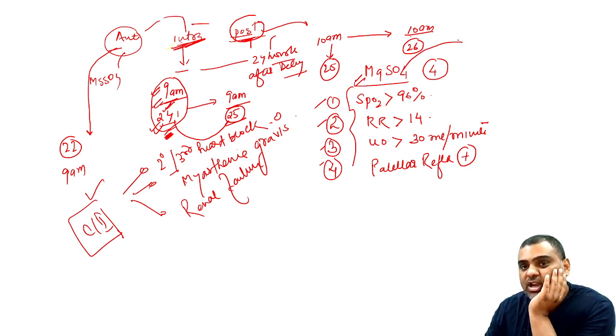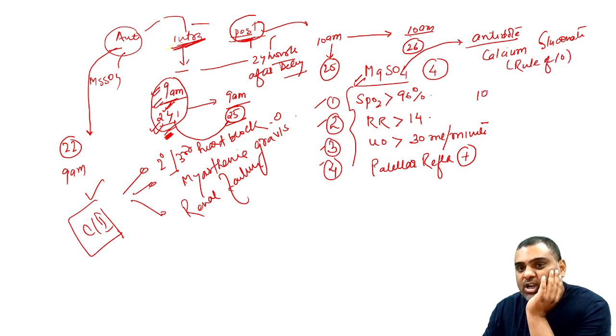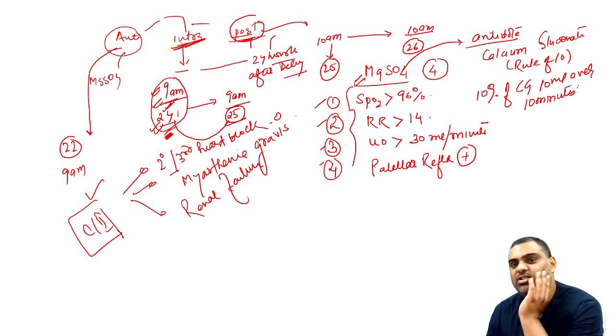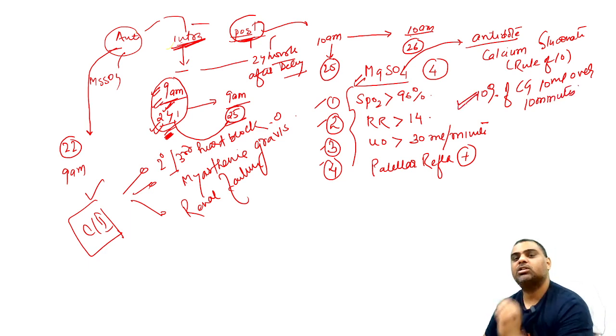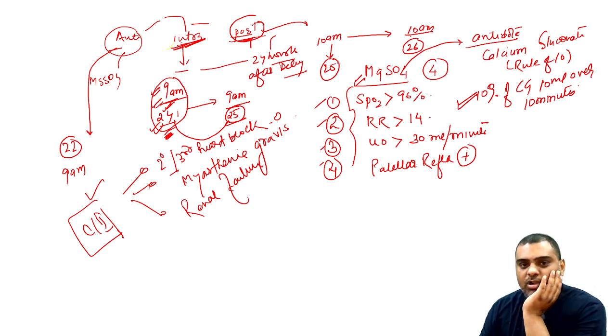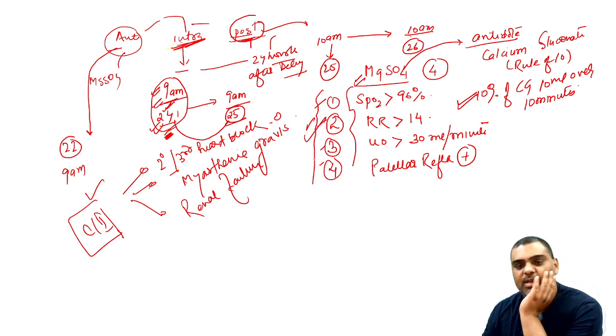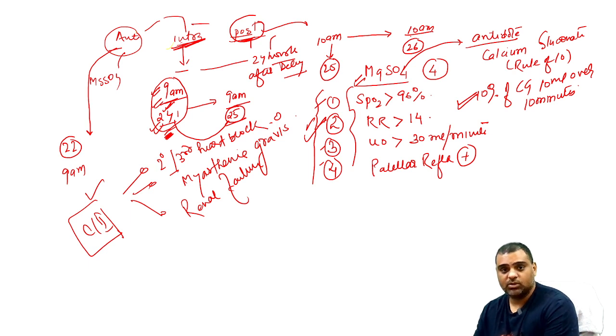And what is the antidote of MgSO4? The antidote of MgSO4 is calcium gluconate. And here you have to follow the rule of 10. What is the rule of 10? 10% calcium gluconate, 10 ml over 10 minutes. This is how you have to give the antidote. So if all the 4 points are present, only then will you give the MgSO4. Please remember this.